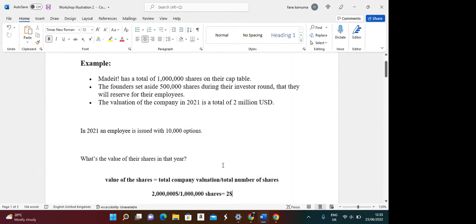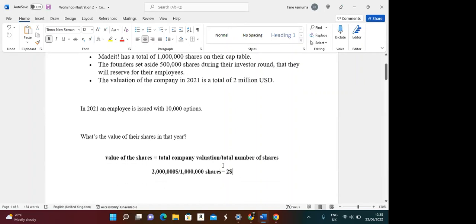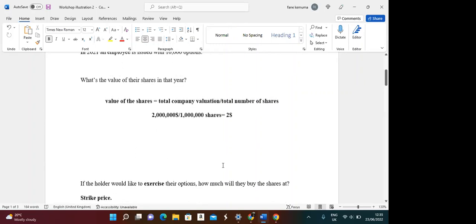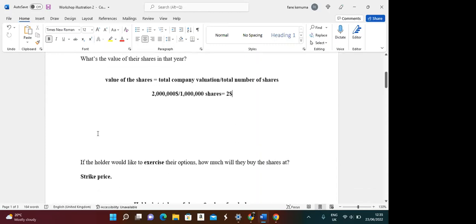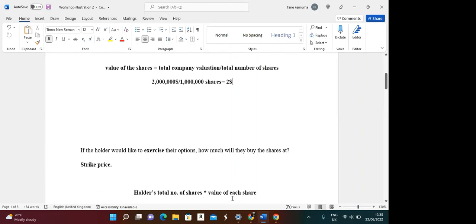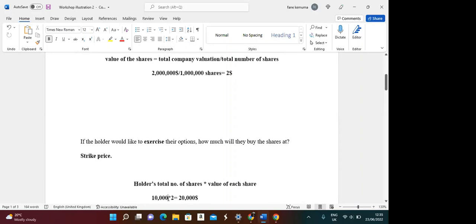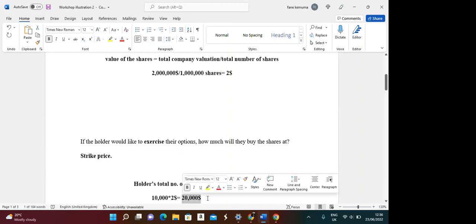So if this holder, this employee, wants to exercise their shares, they will buy them at a strike price. What is a strike price? The strike price is the initial value of this share at the time that it was issued by the company. So that means we will take the holder's total number of shares multiplied by the value of each share in 2021. We take the employee's 10,000 shares multiplied by the $2, which gives us a total of 20,000 USD. So this is the amount at which these options will be exercised by the holder, or the employee.